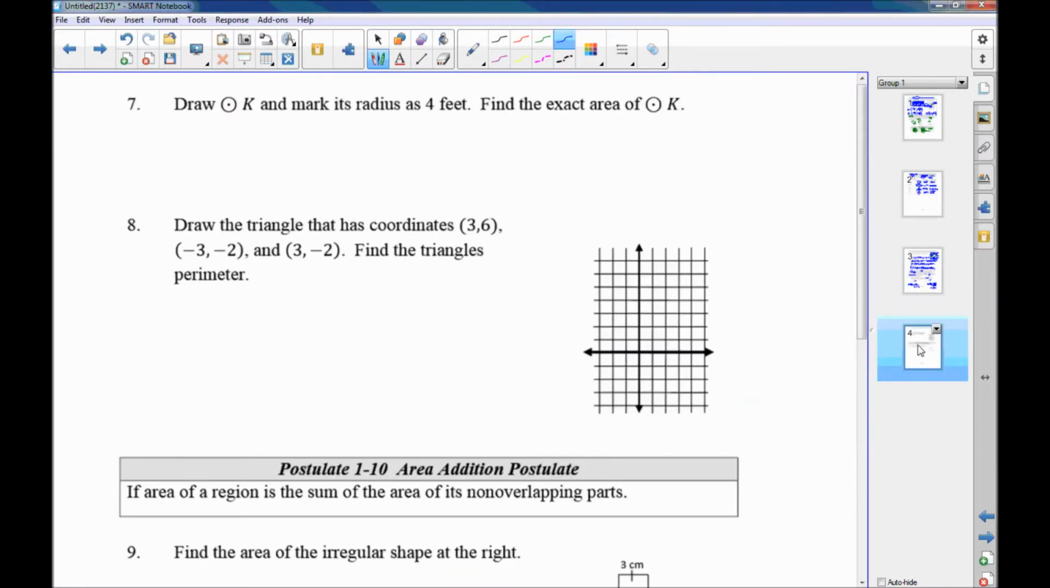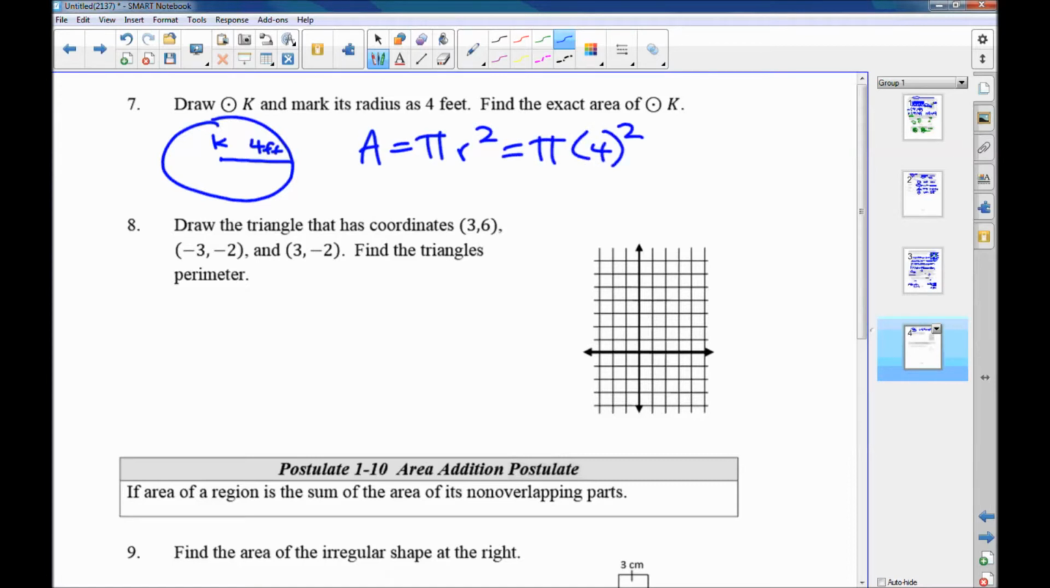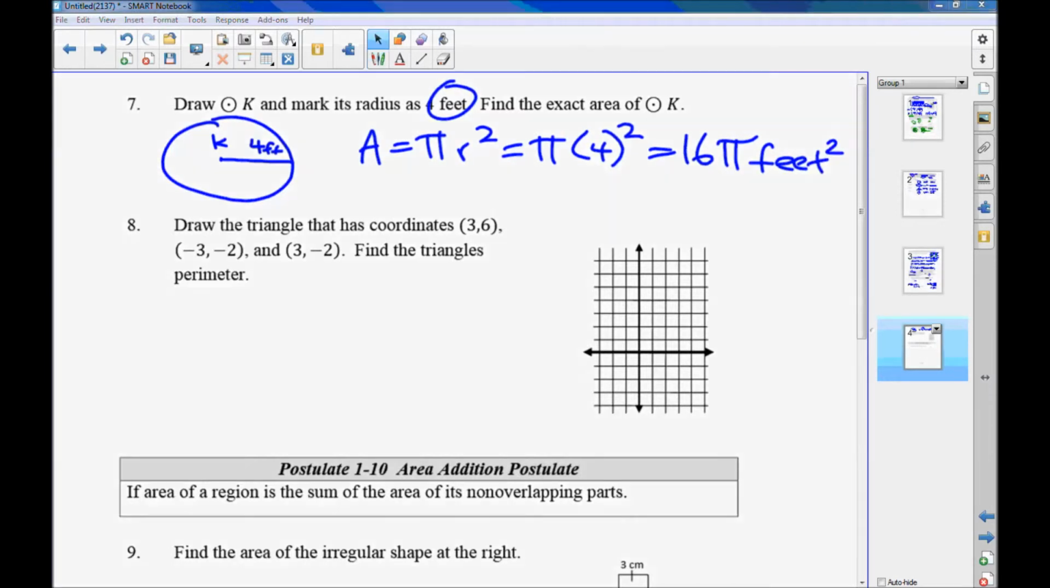Okay, number 7, draw a circle with center K and mark its radius as 4. What is the exact area of circle K? So this is K, and it has a radius of 4 feet. All right, the exact area. So area is equal to pi times the radius squared. So that's pi times 4 squared, which is 16 pi, and it was feet, so this is going to be 16 pi feet squared.